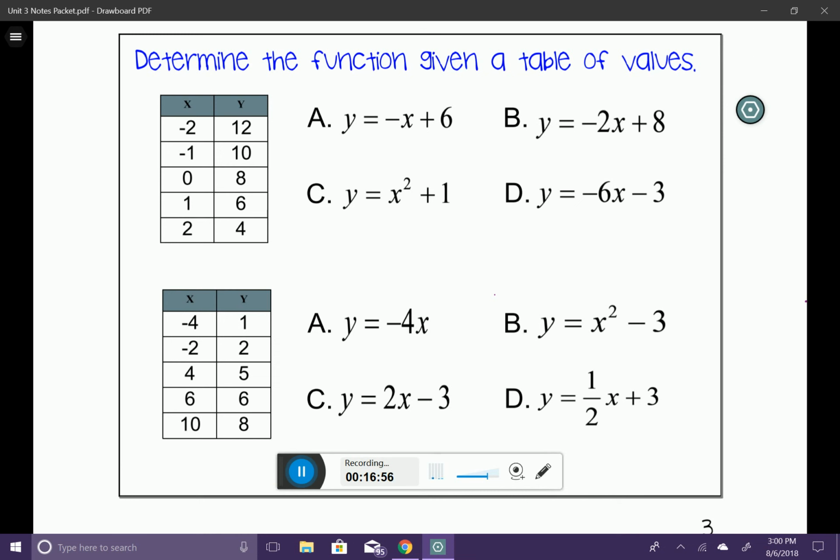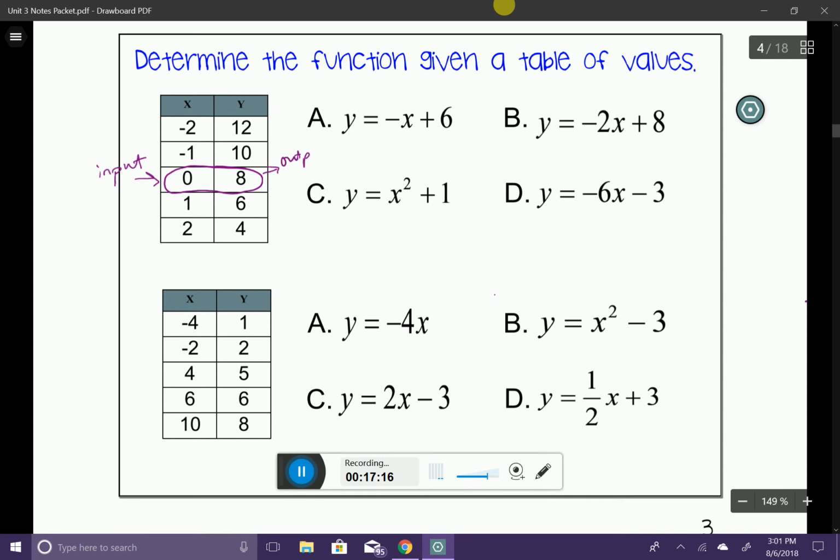Here would be my method that I would always start with. I would locate where x is 0. Do you notice in this first example where x is 0, y is 8? That's saying that anywhere I put an input of 0, I'm going to output an 8. So I can easily look at these functions and figure that out. So if I input 0 into the first one, negative 0 plus 6, that's going to give me an output of 6, which is not our answer.